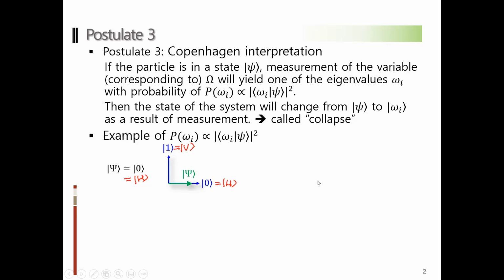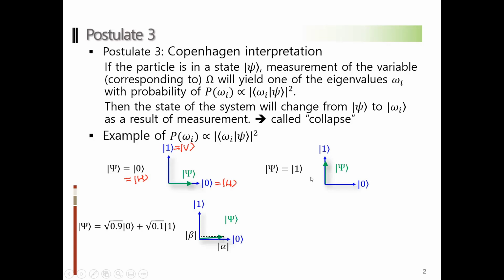Then what about this case? Again, now we have a vector which is perfectly aligned to the one basis, and in this case, if we measure, we will only get one, and if we keep repeating the measurement, we will continue to get one only.